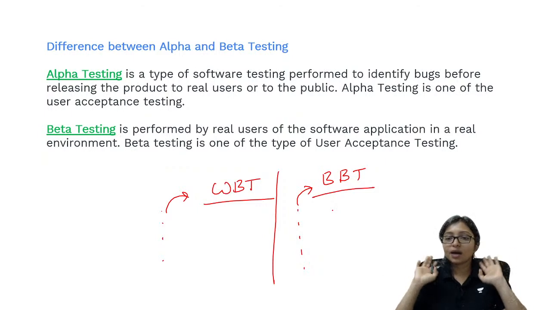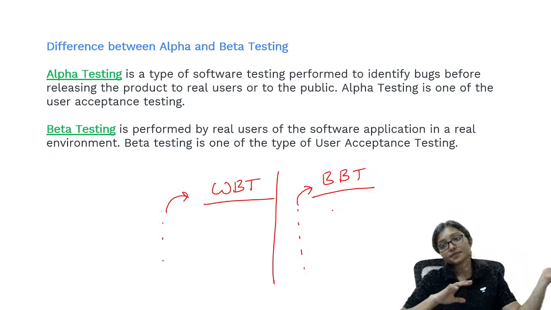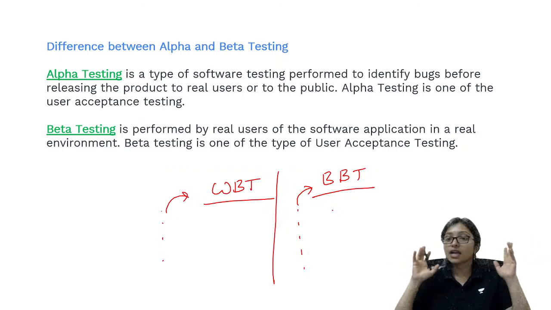Top down, bottom up? No, no. Top down, bottom up, that is not coming under white box. It is the testing label. It is coming under the label like integration. Don't mix it. Top down, bottom up was under integration.